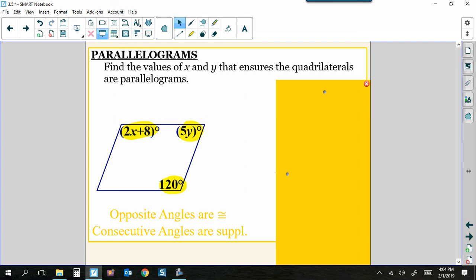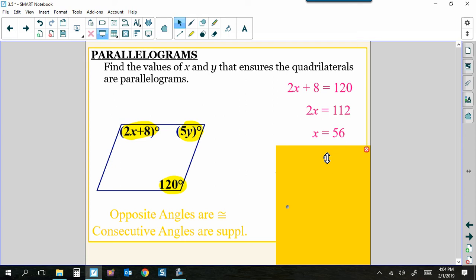The first, to solve for x, you can see that x is opposite 120, so therefore we know they are equal. So we can go ahead and use the subtraction property of equality, subtract 8 on both sides, and you end up getting 2x is equal to 112. Then using the division property, we end up getting a value of 56 for x.